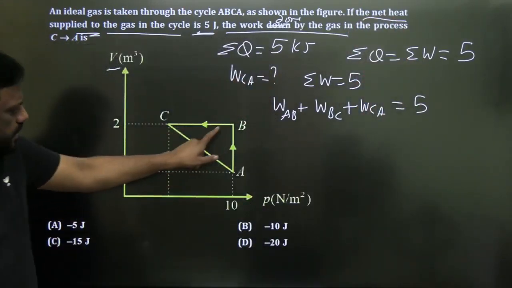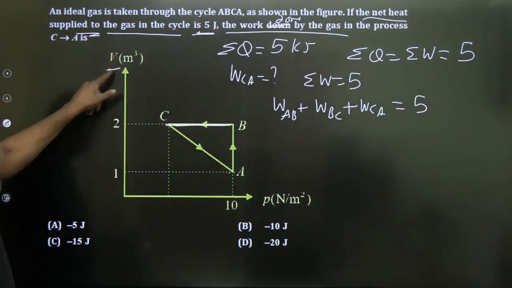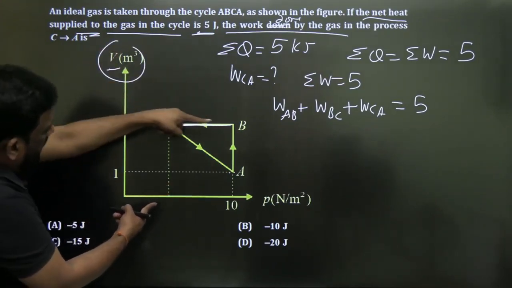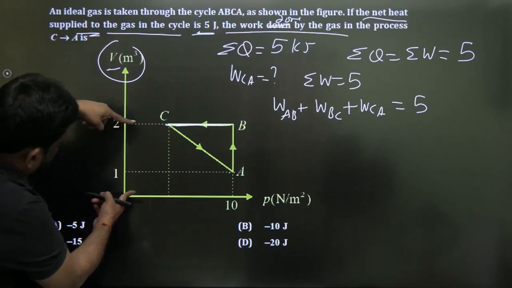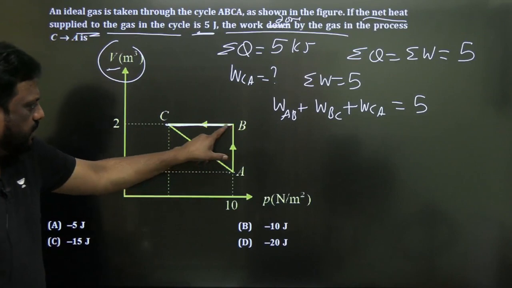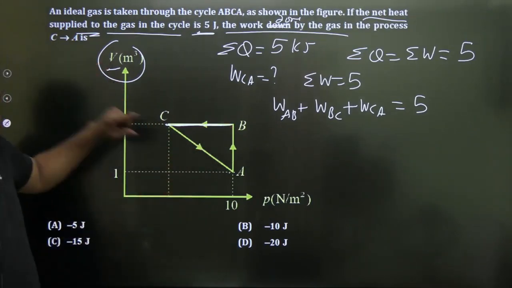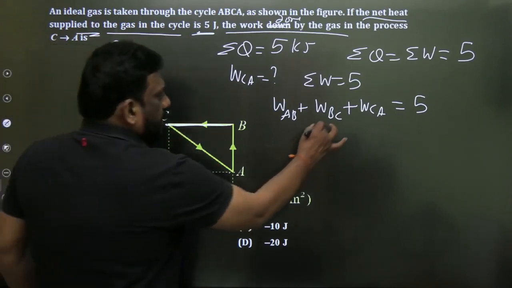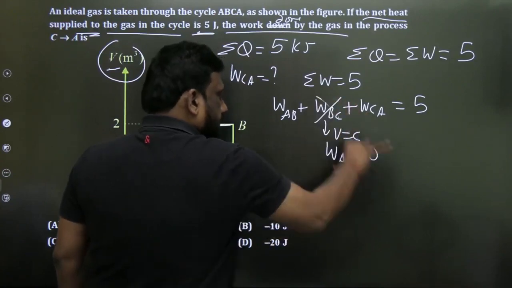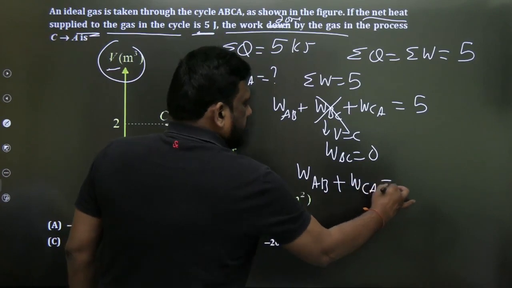Let us check. Can you tell me what is the process BC? It is horizontal, but on this axis it is volume. Means everywhere on BC, this is volume. So everywhere the volume is constant. Everywhere the volume is constant. So BC is a constant volume process. Please look, V is not on this axis, V is on this axis. Therefore, BC is constant volume. So work in a constant volume process is 0. So that is gone. So work in AB plus work in CA is equal to 5.